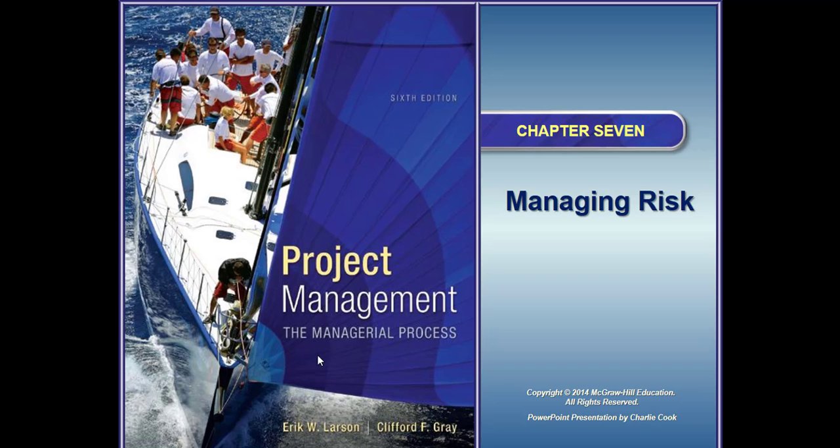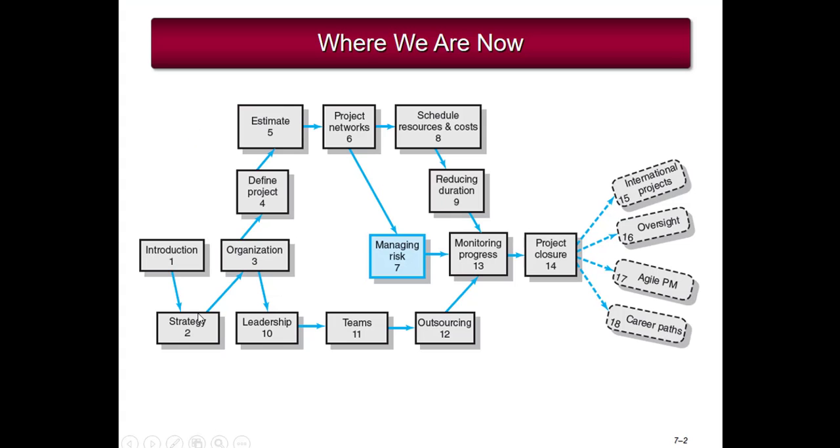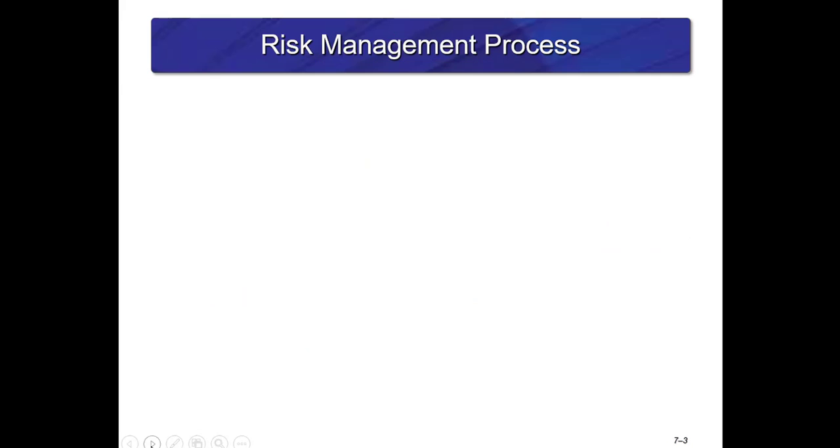We are on Chapter 7, Managing Risk. If we look at our roadmap or our process flow, we have gone through the first 6 chapters and now we continue in Managing Risk and schedule resources and costs for this week.